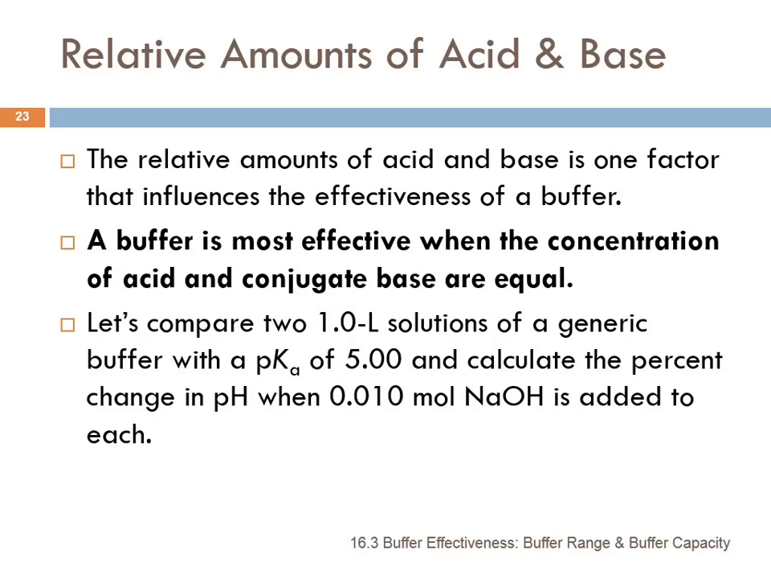That's when it'll be the most effective. So let's look at a specific example. We're going to compare two 1-liter solutions of a generic buffer. It's got a pKa of 5, and we're going to calculate the percent change in pH when 0.010 moles of sodium hydroxide is added to each. The more effective buffer will have a smaller pH change. The less effective will have a greater pH change.